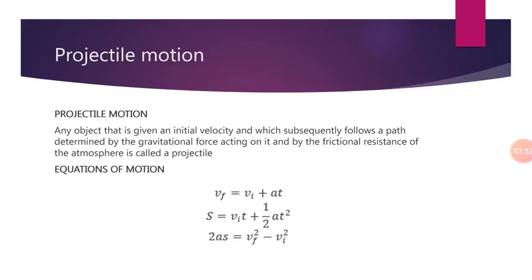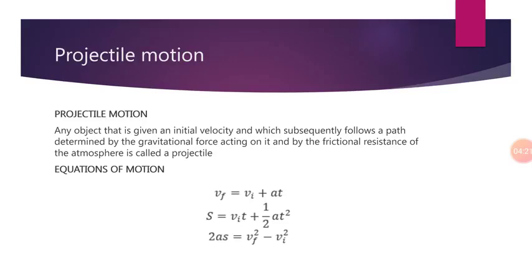moving further about the projectile motion. We are defining the projectile as any object that is given an initial velocity and which subsequently follows a path determined by the gravitational force acting on it and by the frictional resistance of the atmosphere. These three familiar equations of motion are what we are going to use in order to derive the mathematical expressions for the projectile motion.